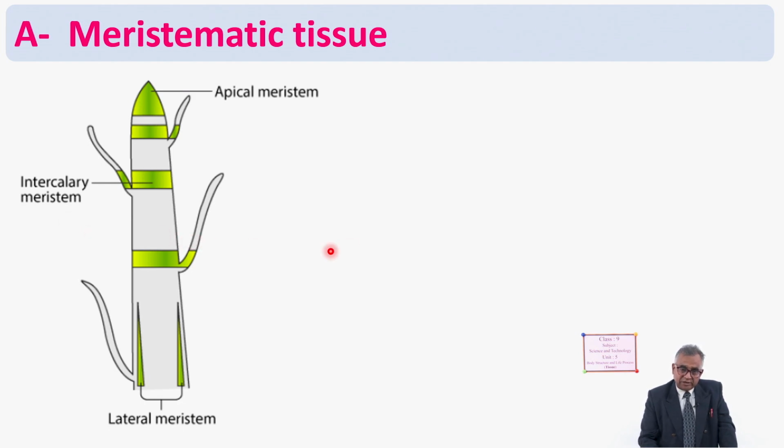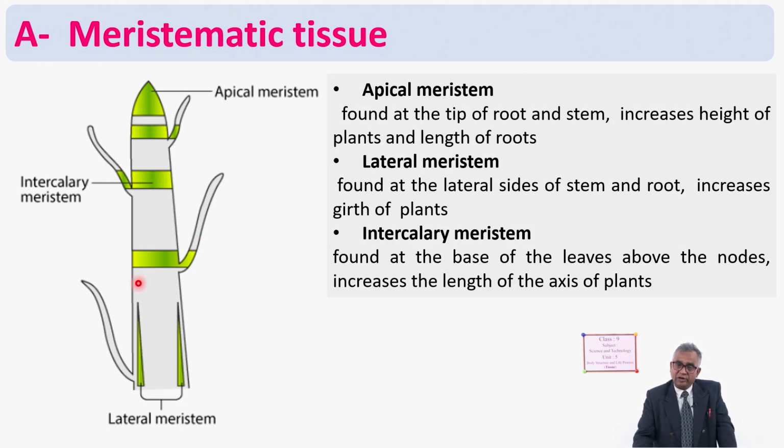So what is their speciality? Look here. Apical meristem, found at the tip of root and stem, increases the height of plants and the length of roots. Lateral meristem, found at the lateral sides of stem and root, increases the girth of the plant. Girth means diameter. If it is a plant stem, then here is this girth. So the thickness of the plant is done by what? Lateral meristem.